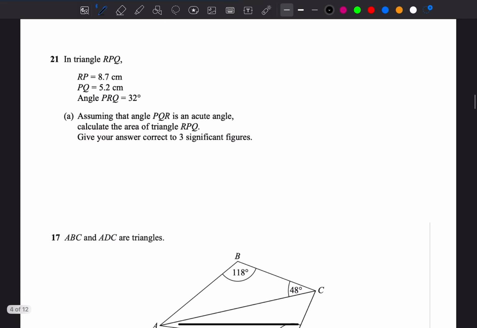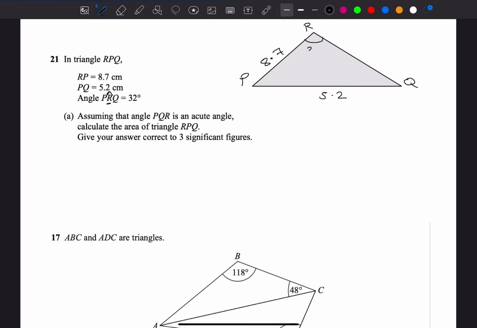Next one. In a triangle RPQ, so we just draw the triangle. It doesn't matter. Don't worry about which way. RPQ. You know that RP is 8.7. PQ is 5.2. PRQ, so the middle letter R is 32. It doesn't look like 32, but okay, it doesn't matter. Work out the area of RPQ. So you want this area.